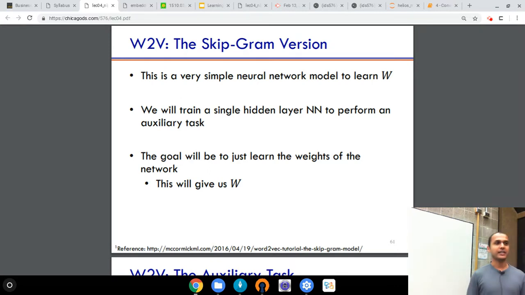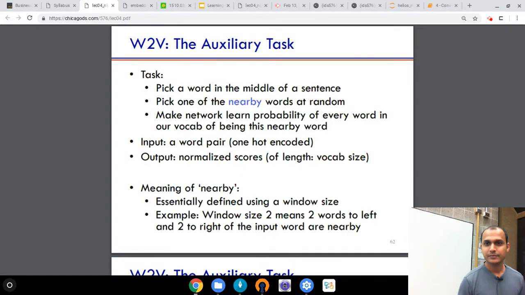What do we need to specify? So what did Google do? Google specified an auxiliary task, and the task is as follows. You pick a word. So let's say you have a corpus. A corpus has a bunch of paragraphs, words, sentences, and so on. Pick a sentence. The idea is that I have a sentence or a collection of words, similar to the previous example. I'm going to pick a nearby word at random.